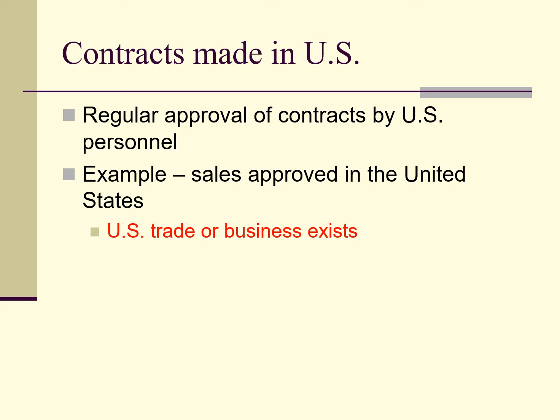However, as explained in the text at 1303(2)(a), where contracts are regularly negotiated and approved in the United States, the foreign corporation may be deemed to be engaged in the conduct of a U.S. trade or business.